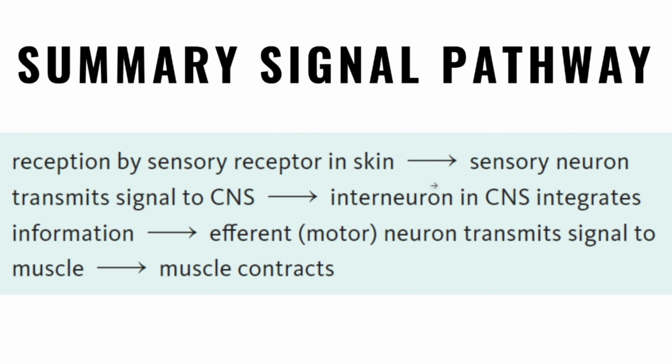So this is a summary of the signal pathway of the nervous system. Normally there is reception by the sensory receptor in the skin. Your skin has the receptor. It will detect the signal, and this signal will be sent through the sensory neuron to the central nervous system, and the central nervous system will integrate the information.